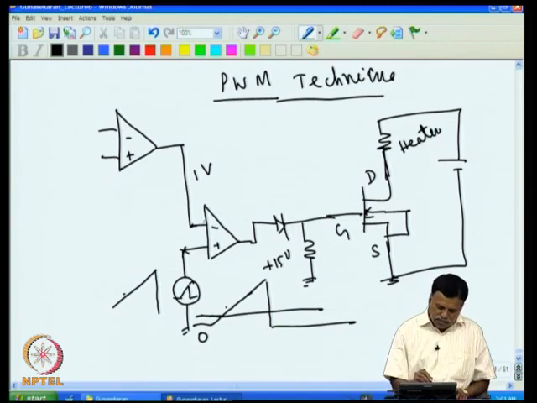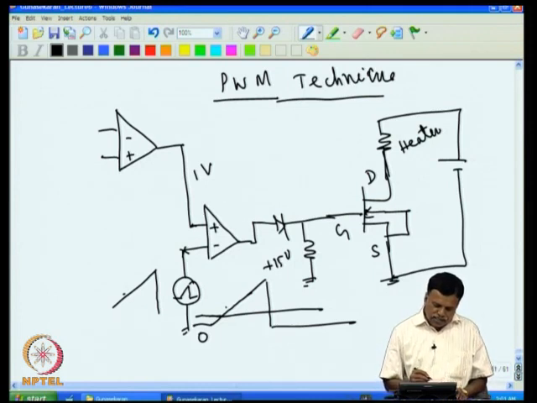If this voltage is below 1, this is high, because, say, it starts from 0. Once it goes above 1, then this will go high. Or I can do it the other way around and change the polarity of this, which would be easier. I remove this plus and minus, and put the minus here and plus here.